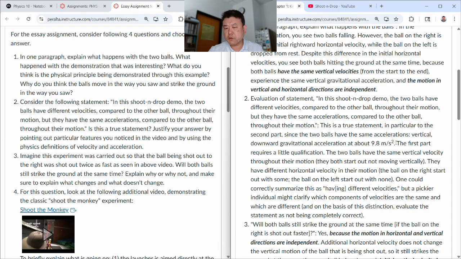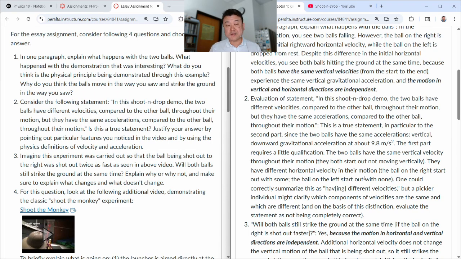The first part requires a little qualification. The 2 balls have the same vertical velocity throughout their motion. They both start out not moving vertically. They have different horizontal velocity in their motion. The ball on the right starts out with some, the ball on the left starts out with none. One could correctly summarize this as having different velocities, but a pickier individual might clarify which components of velocities are the same, which are different, and on the basis of this distinction, evaluate the statement as not being completely correct.